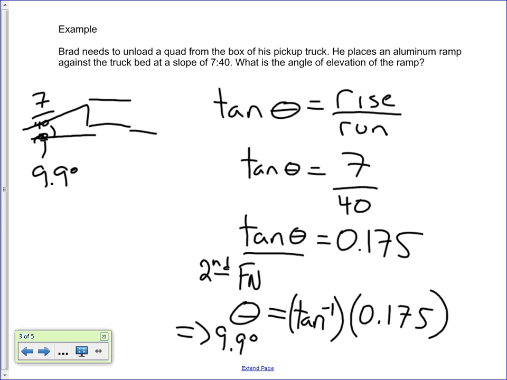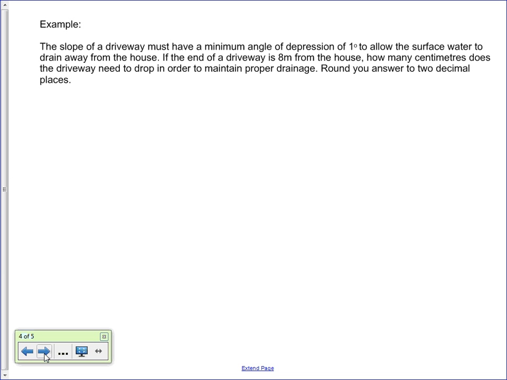Okay, let's look at another example. The slope of a driveway must have a minimum angle of depression of 1 degree to allow the surface water to drain away. The end of the driveway is 8 meters from the house. How many centimeters does the driveway need to drop? So we can imagine our driveway. We want to drop that driveway a certain amount in order to accommodate the flow of water.